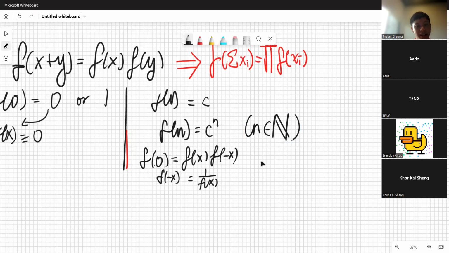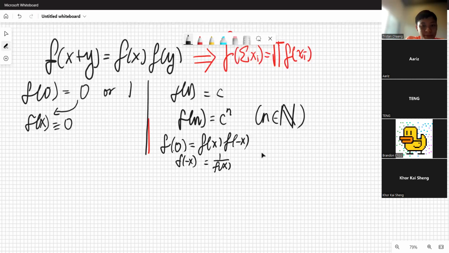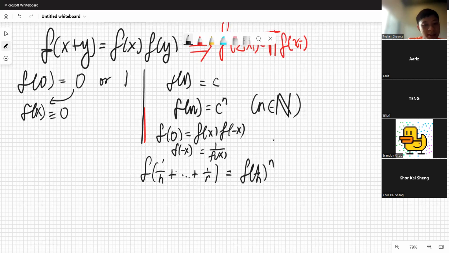So n is that. And now how do we go on to the rationals? If we do the rational numbers, well, same thing, right? Let's say 1 over n plus 1 over n dot dot dot plus 1 over n equals this thing to the power of n. This is 1. Wait, is it 1? Yeah. So sorry, f1 is c, sorry.